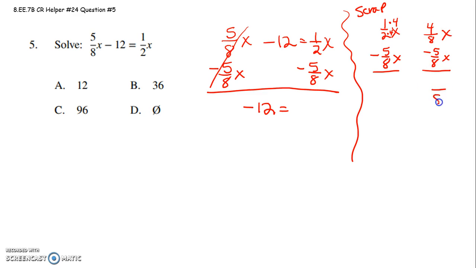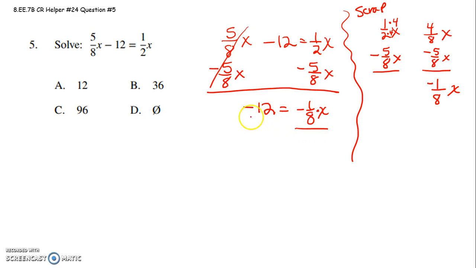All I have to do is worry about my numerators. Signs are different. I find the difference. I keep what I have more of. 5 minus 4 is 1. I have more negatives. I keep my negative. So on this side, I have negative 1/8 x. What's the operation between the negative 1/8 and the x? That's multiplication.